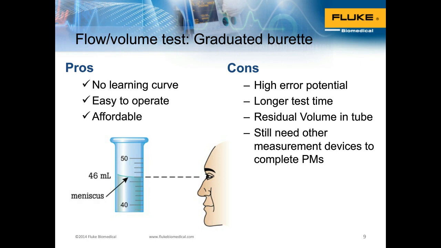There's human error, as well as residual volume in the tube from which you pour the fluid into the graduated burette itself. You're still going to need other measurement devices to complete the PM. You'll have to be careful about what level you are measuring, the meniscus or the top level. And it's going to take you longer to do the measurement. You're going to tie a user down to watch the entire flow process go through, then manually write down what happened, and then do the calculations. So it's cheaper, but it has potential for error that you need to be mindful of.